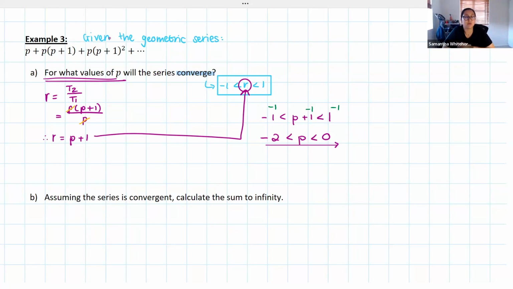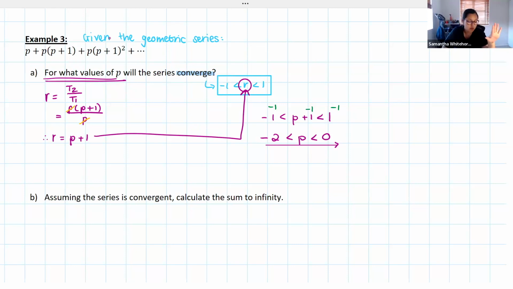So what we've done is we've worked out a range of values that P can be in order for it to converge. When you are given a question like this, and it's asked for which values will it converge, you work out R. Yes, it'll be in terms of a variable, but you work out R, and then you sub it into your inequality, and you get your range of values.